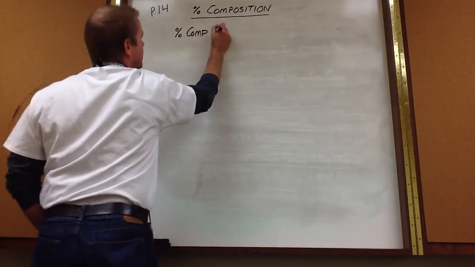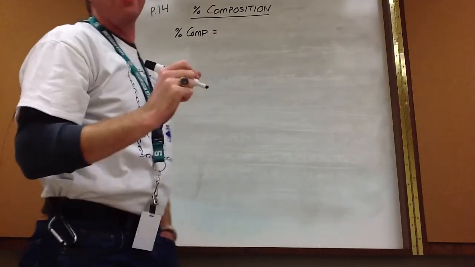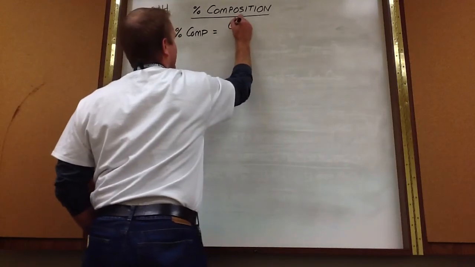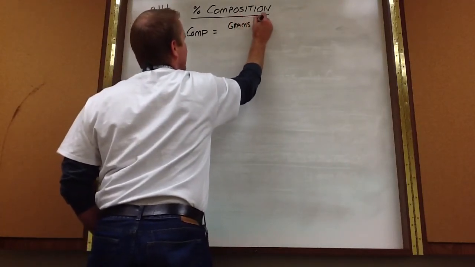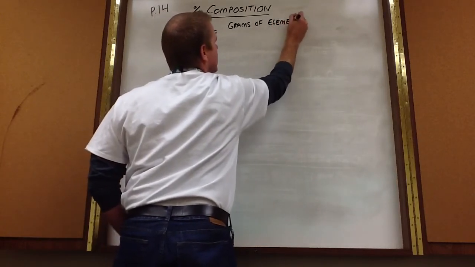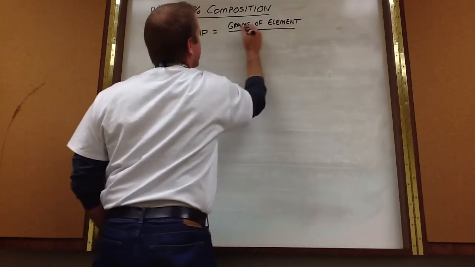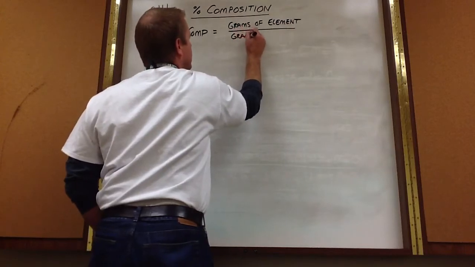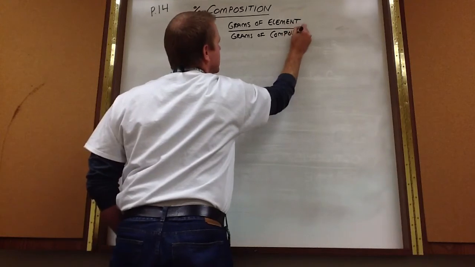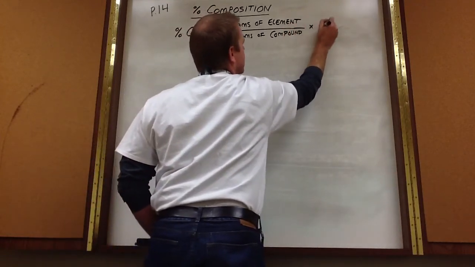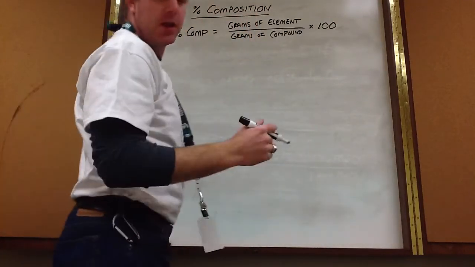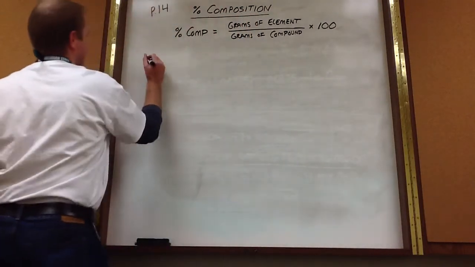First of all, again, it's a percentage, right? So what we're going to do is divide two things and multiply by 100. We take the grams of an element and we divide that by the grams of the compound, meaning the molar mass of the object. And we multiply by 100. Why? Because it's a percent. So I'm going to do a couple of examples and then we'll go from there.